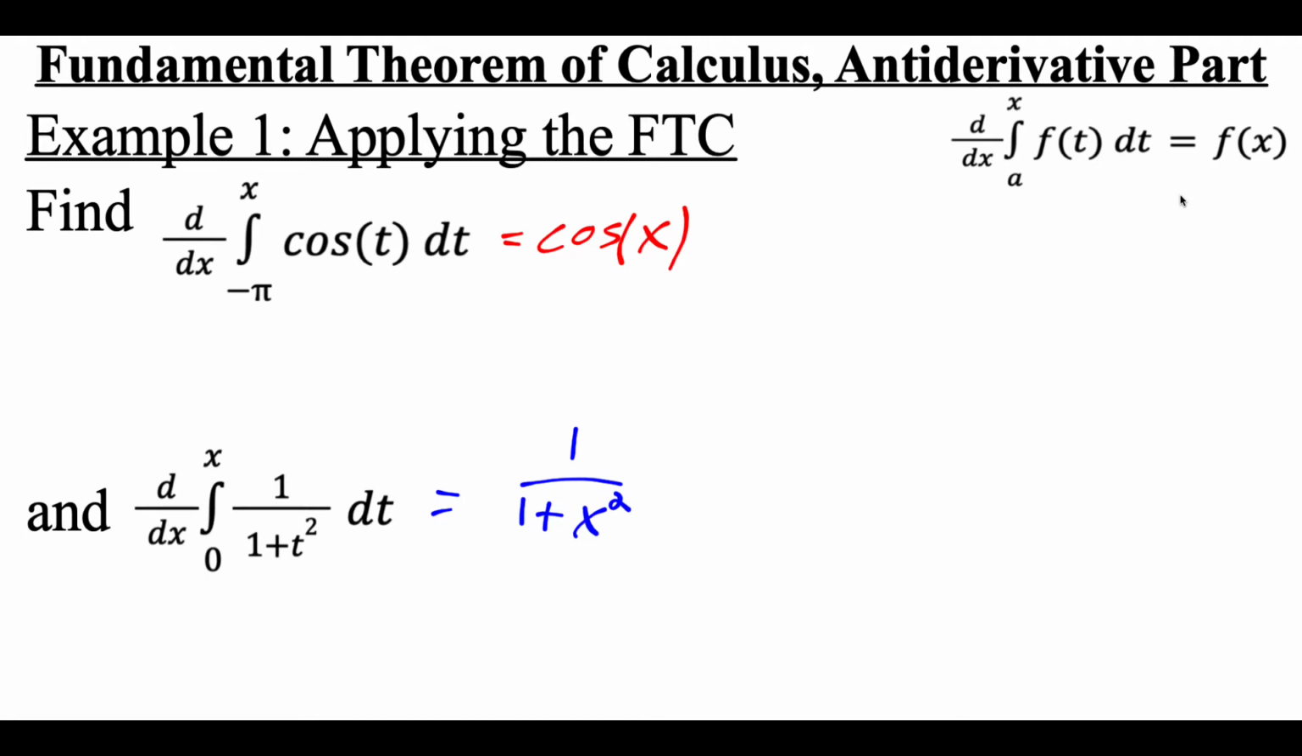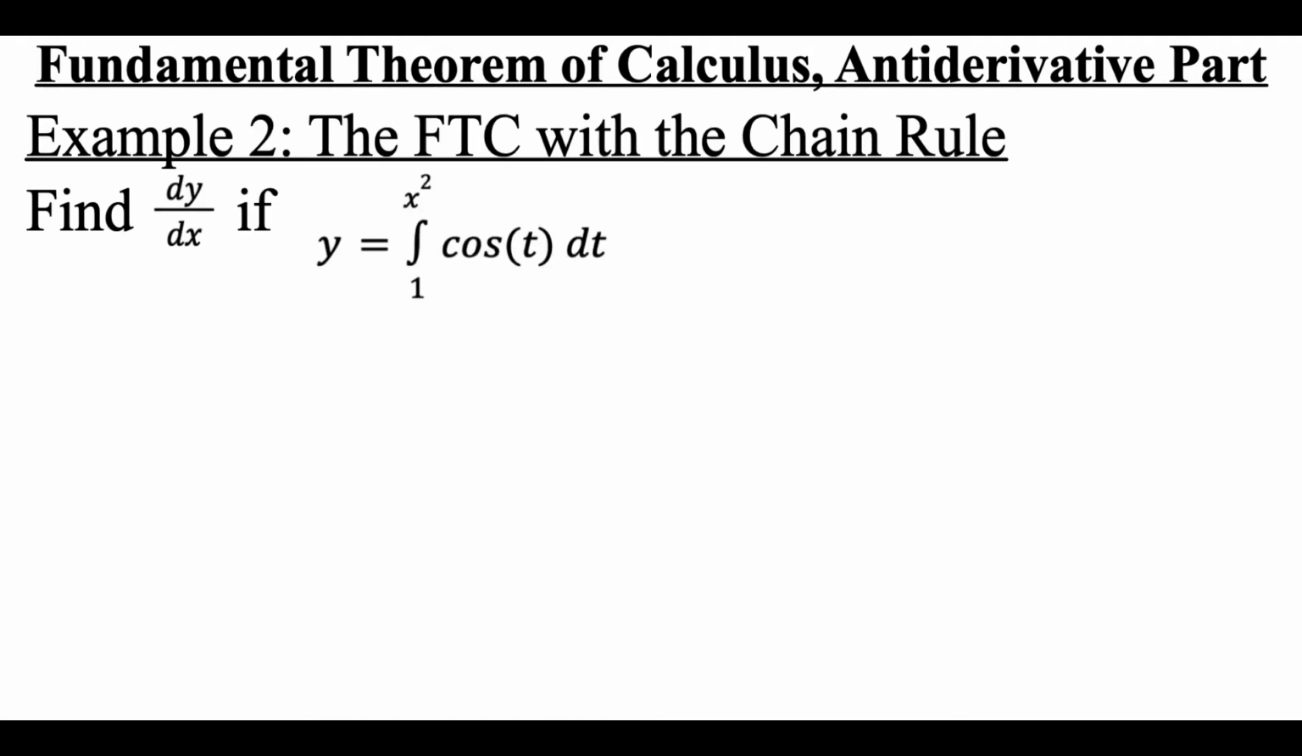Now in this example, we're going to look at this first fundamental theorem, but we're going to include the chain rule as well. So here we're going to find dy dx if y is equal to the integral of cosine of t dt from 1 to x squared. Now those first couple examples that we looked at, our upper limit of the integration was just a regular x, but here it's x squared.